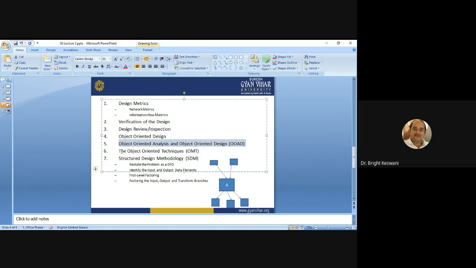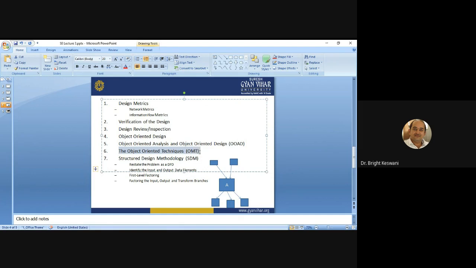Next topic is the object oriented technique, that is OMT. OMT is a methodology, the three views of modeling a system. It comes with three kinds of models. First is the object model, second is the dynamic model, and third is the functional model.